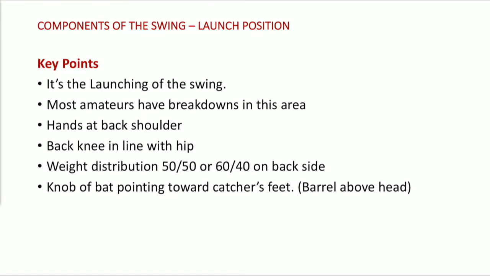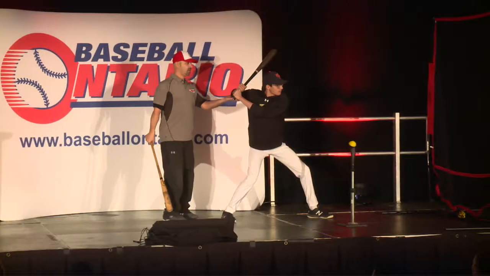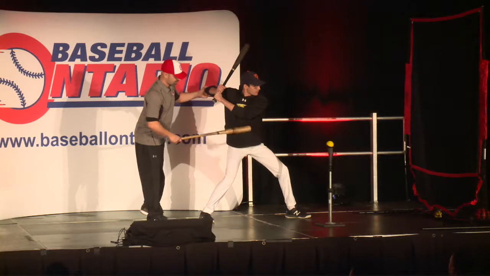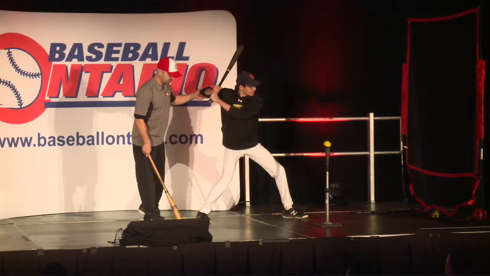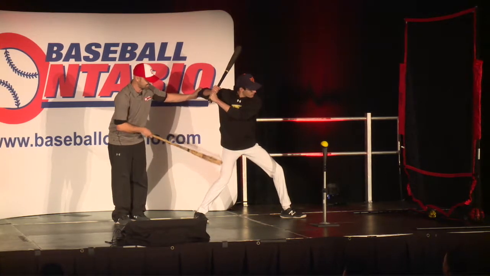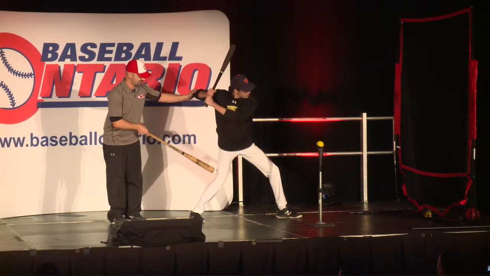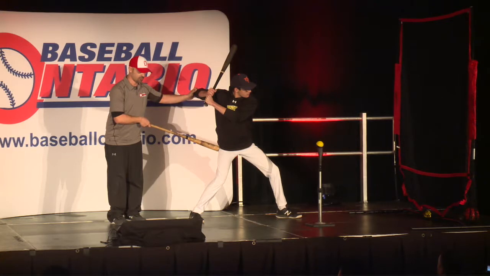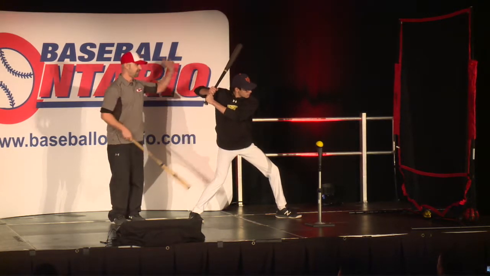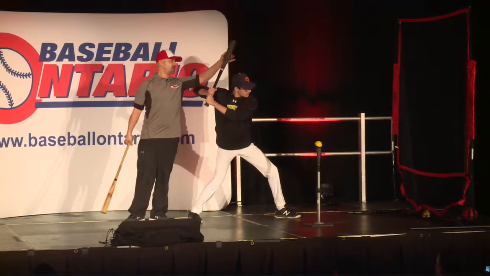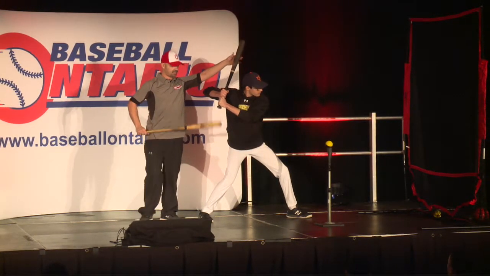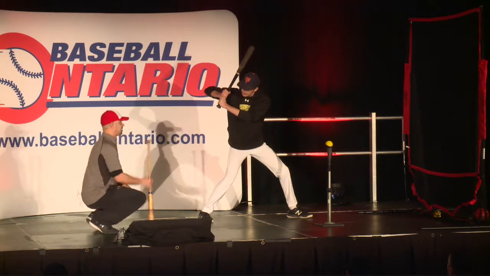Key points within the launch position are elbow in line with shoulders. Weight distribution, 50-50 or 60-40, that slight open of the front foot. The knee is in line with the hip. Knee in line with the hip, super important. I'll say it again, knee in line with hip. Last thing is our barrel. Barrel is above the head. We want the knob of the bat to be at the catcher's feet.